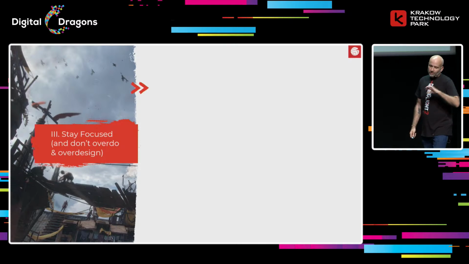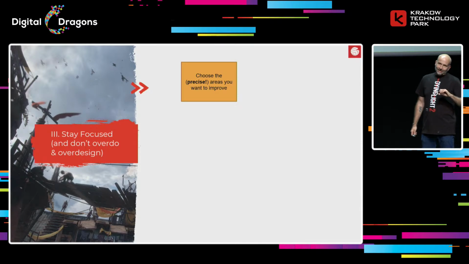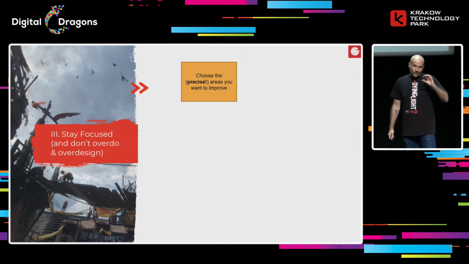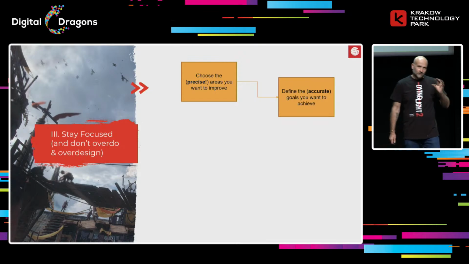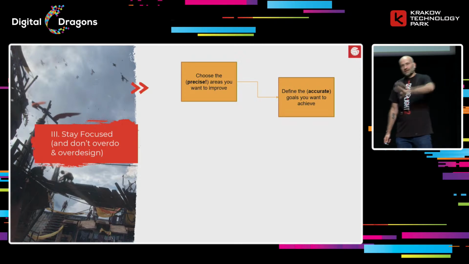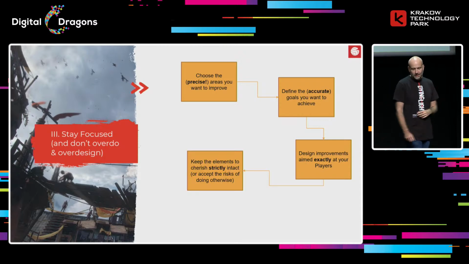So with that being said, we started moving on with the pre-production, and maybe it didn't always work for us, but at least we tried to stay focused and not overdo and not over-design ourselves. To achieve that, you need to choose the precise areas you want to improve, and define the goals that you want to achieve within those areas. So going back to parkour, I will explain that in a minute. You choose parkour, and what exactly you want to achieve in parkour. Looking at your players, you define methods for how you want to achieve those things for parkour for those players.